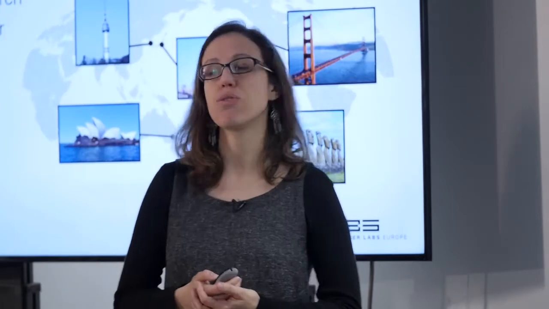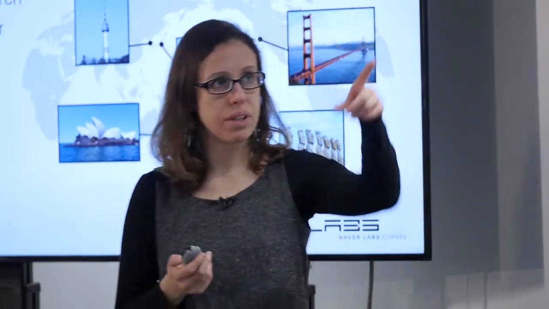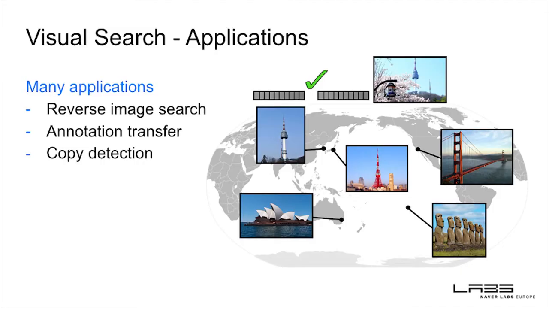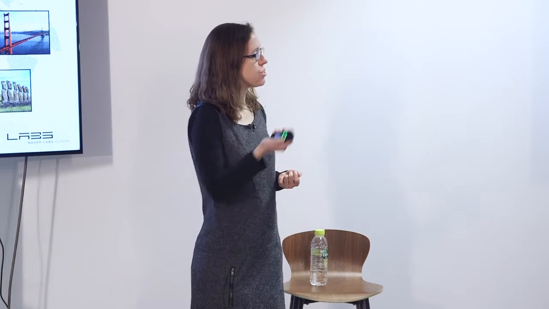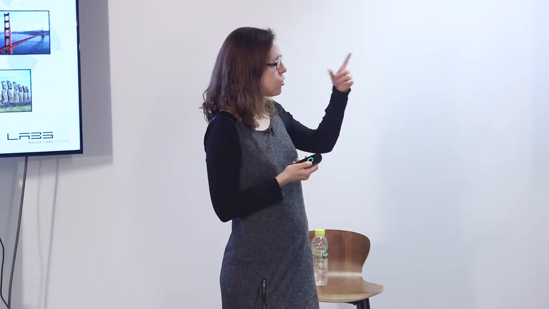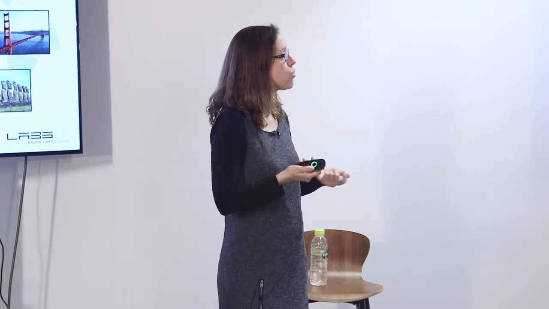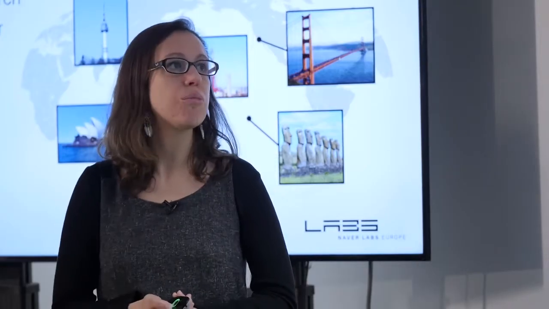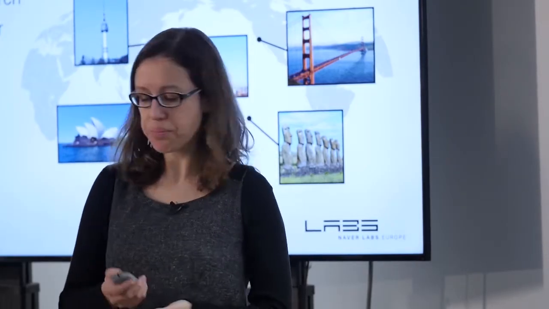Another application is annotation transfer. Let's assume you have this image on the top, and you don't know where it has been taken. You don't know where this tower comes from. If you assume you have a large collection of geolocalized images, you compare the signature of that image with the signature of your entire data set, and you match with one of the images, so you can transfer the GPS information, and you know this picture of the tower was taken in Korea, in Seoul. Another obvious application is copy detection.